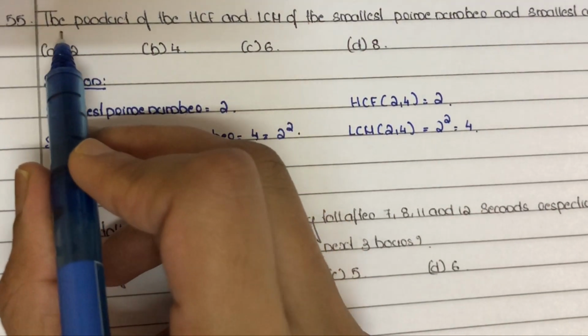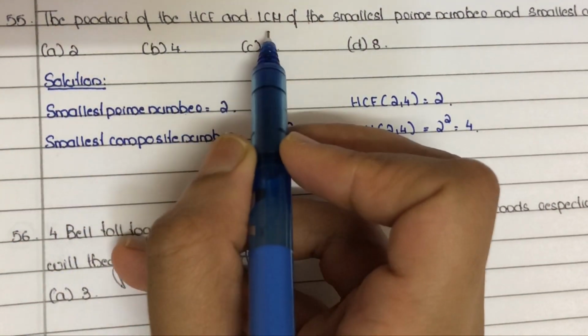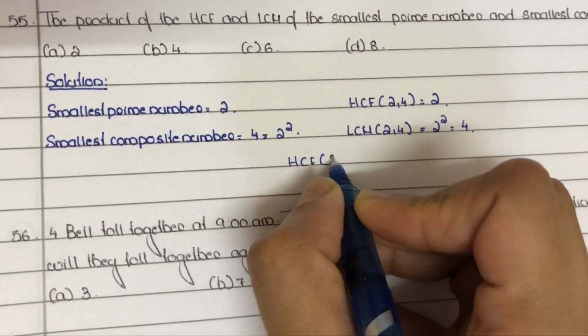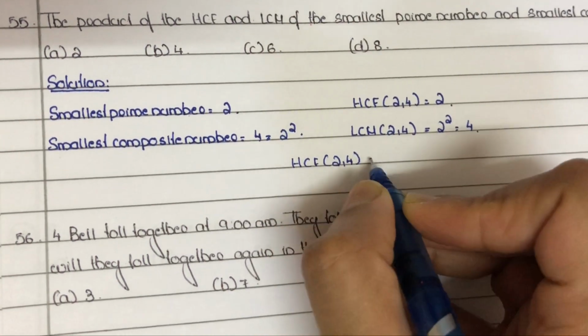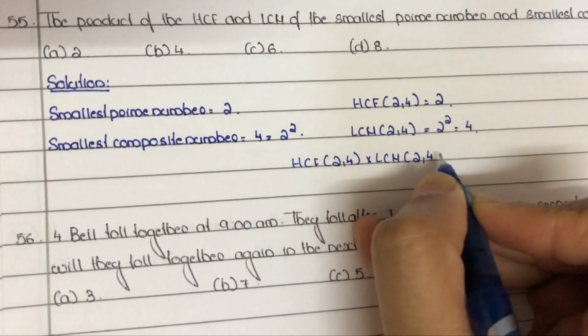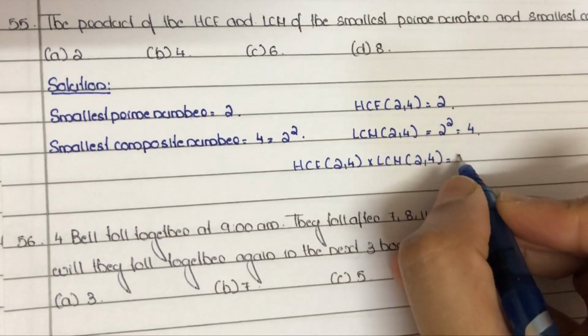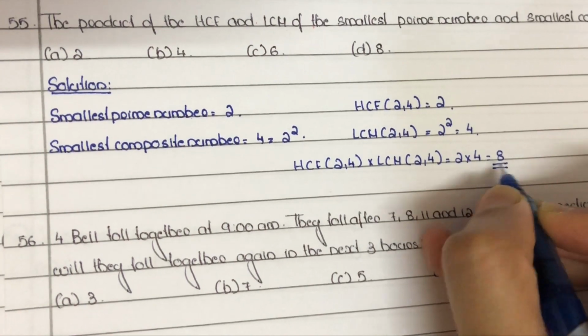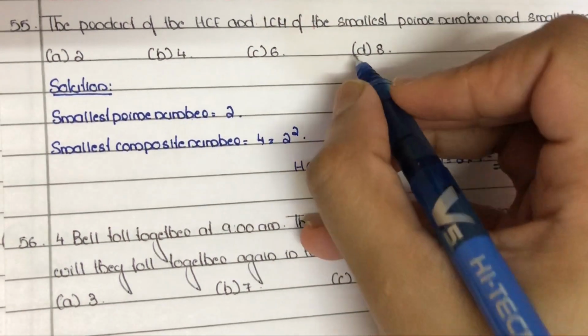Question is to find the product of the HCF and LCM. That is HCF of 2, 4 into LCM of 2, 4. HCF is 2 into LCM is 4. That answer is 2 into 4, 8. Option D.